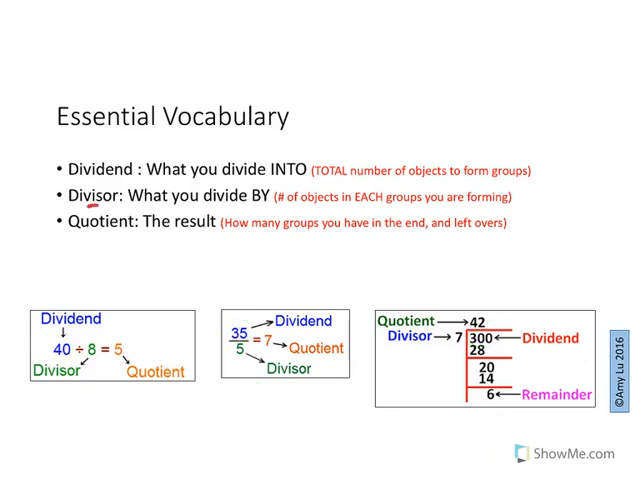Now, the divisor is what we divide by. It's talking about the number of objects we want in each group when we're forming it. So you'll see it as the number we're dividing by. In a fraction it's your denominator, and in this standard setup, it's on the outside. The quotient is your result, how many groups you have in the end and any leftovers. You'll see it at the end, it's your answer, and that's pretty much it.